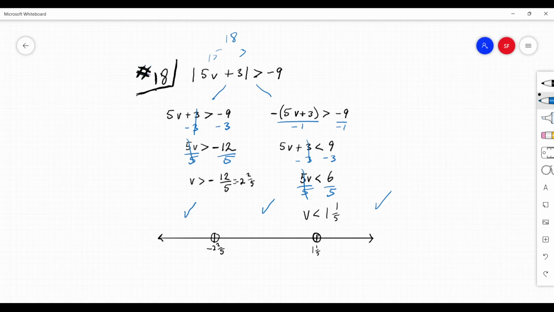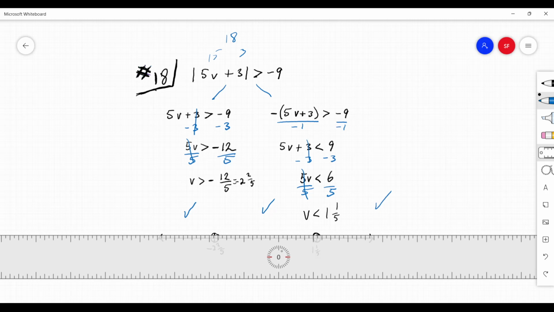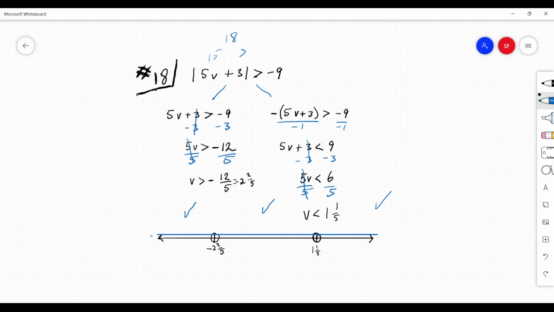You can also look at the beginning. It's kind of like what we talked about the other day, where you can look at it. What's the absolute value of anything always going to be? A positive. Is a positive number always greater than a negative number? Yes. So you could have, before you did any of this stuff, taken a look at it and said it's going to be all real numbers.